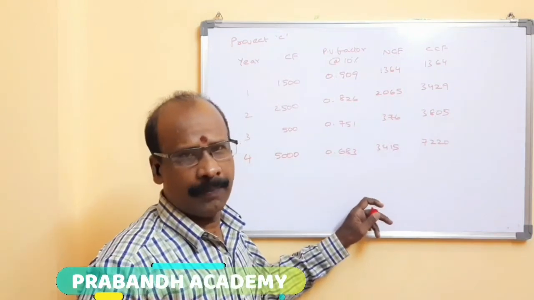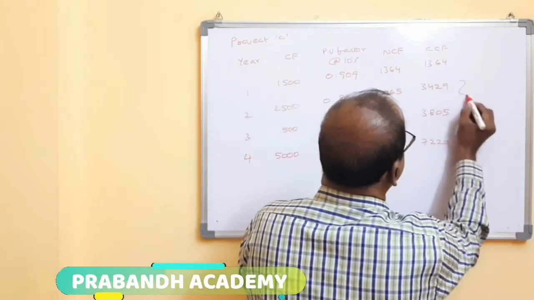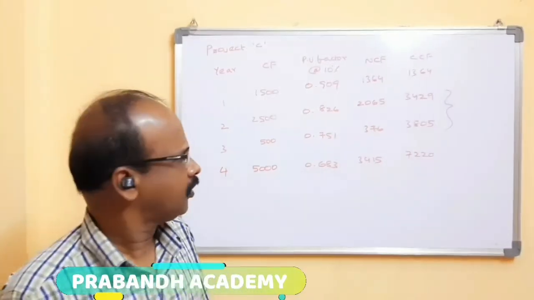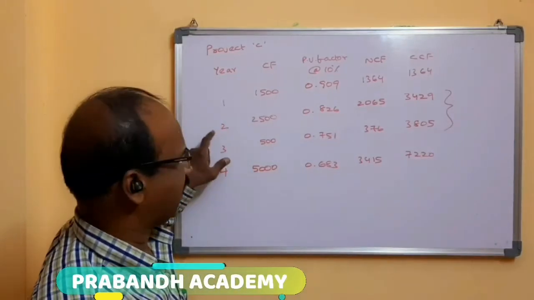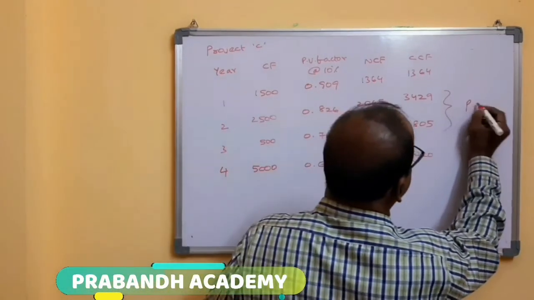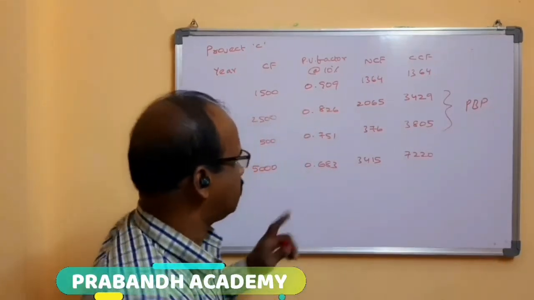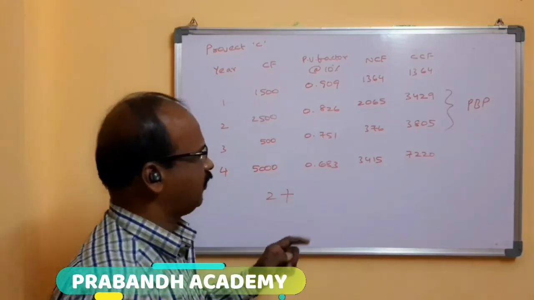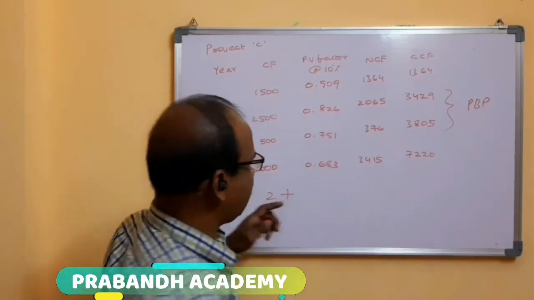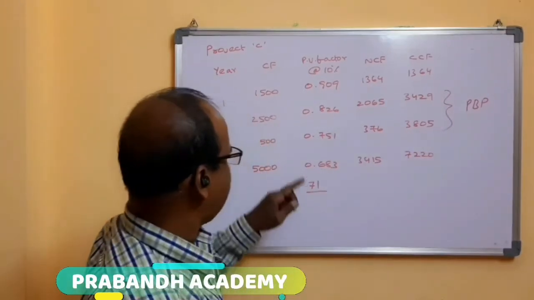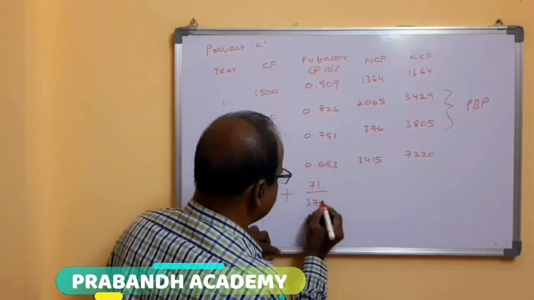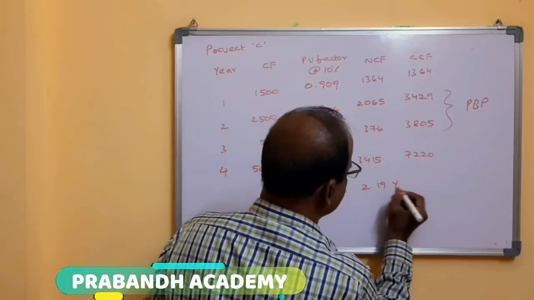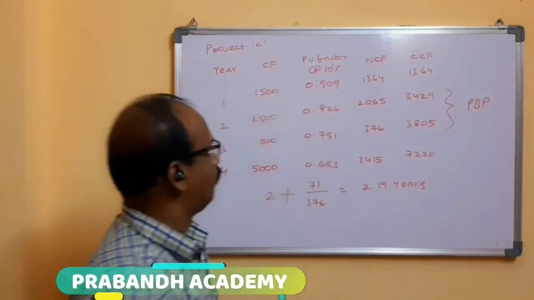So in this problem, the payback period is between second and third years. Investment is 3,500. The 3,500 is situated between second and third year. So this is the payback period. But we want the exact payback period. Same formula. Year before fully recovered, third year, before is second year. The difference between 3,500 and 3,429, 71. And third year cash flow 376. If you simplify this one, we get 2.19 years. So this is project C.